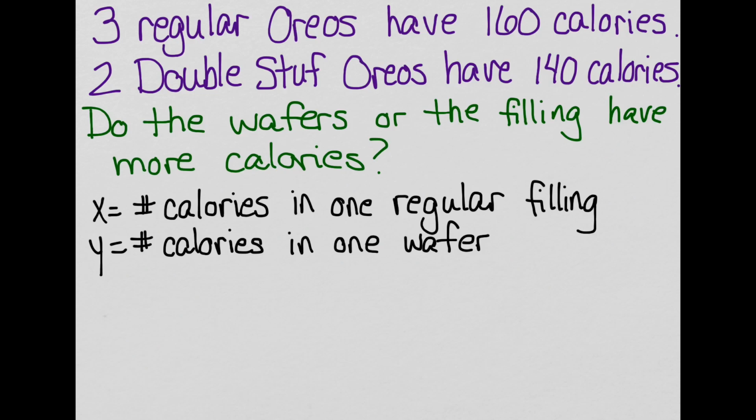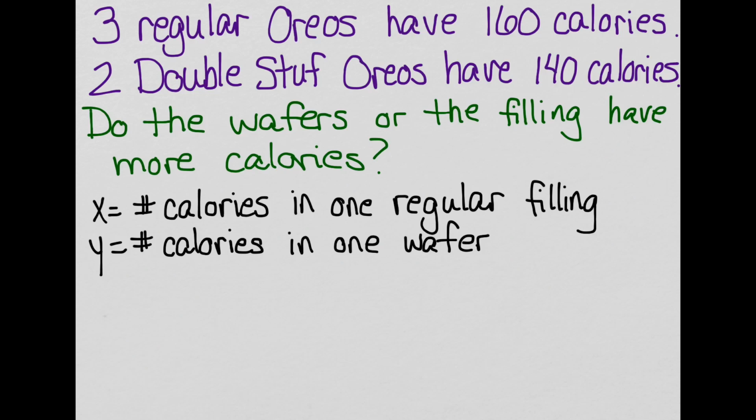Okay, I'm back. X is the number of calories in one regular filling, like I've scraped it out of the cookie, and Y is the number of calories in just one wafer, and there would be 2 in each cookie. So let's write an equation for the regular Oreos. What would that look like? Well, 3 regular Oreo cookies are going to have 3 regular fillings, and then we would have how many wafers? Well, we would have 6 wafers in 3 regular Oreo cookies.